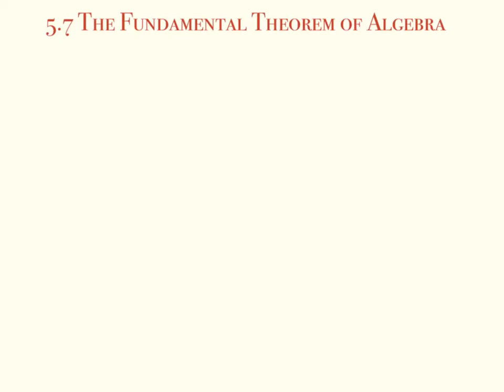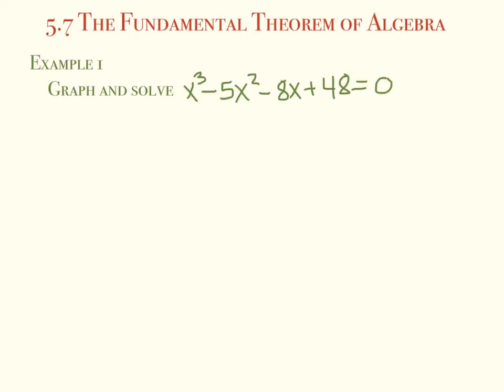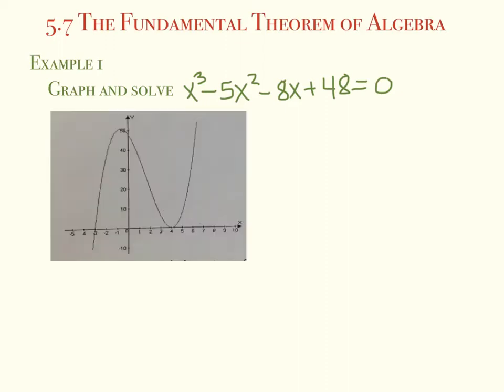Alright, let's do an example. We are going to graph and solve x cubed minus 5x squared minus 8x plus 48 equals 0. We're going to use our graphing calculator and put it in. It's going to look like this. So when we look at this graph, we see a 0 here, and we see a bounce here. So there are two distinct solutions at x equals -3 and at x equals 4.